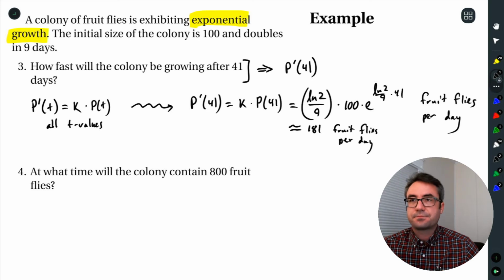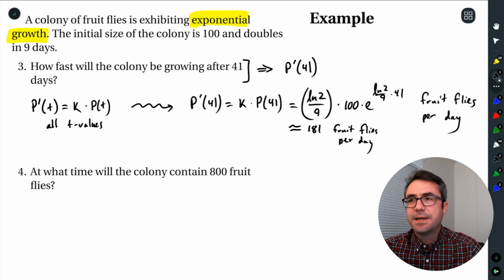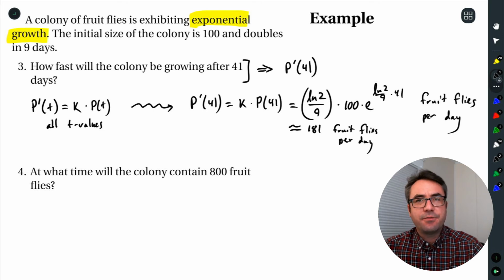All right. So that's just giving us that instantaneous rate of change right at time t equal to 41. What does it look like? How fast is our population expanding at that time? All right, so for part 4, we want to answer the question, at what time will our colony contain 800 fruit flies?